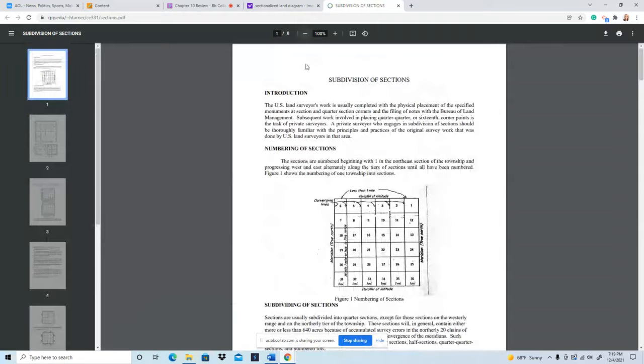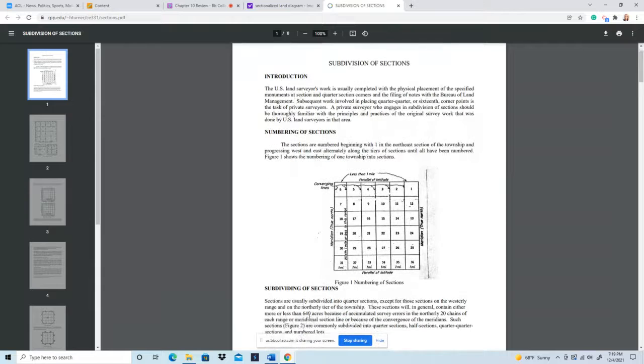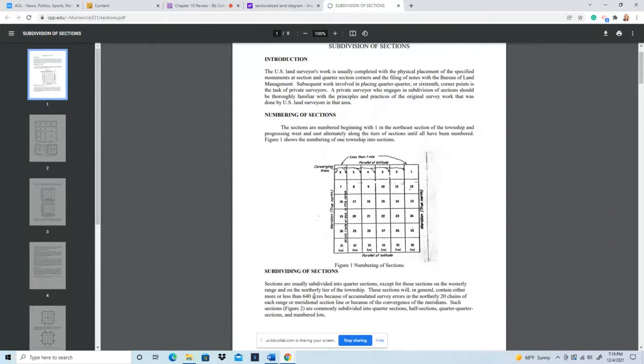And this is what your sectionalized lands looks like. What they did is they would actually set it out 1 mile by 1 mile. So they would set out 80 chains. So 80 times 66 is 5,280 feet. And then it would be a total acreage of 640 acres. So if I said 5280 squared, and then divide that by 43,560 square feet, it's 640 acres.